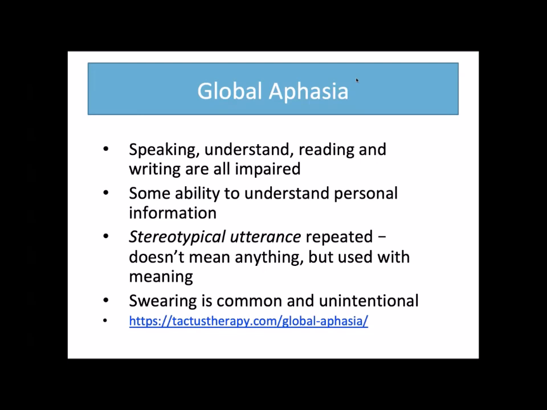So there was a question in the chat of what if they just keep repeating constantly and only say, I want to, everything. Without knowing this person, it sounds to me like they might have global aphasia, where their stereotypical utterance happens to be, I want to, I want to, I want to.